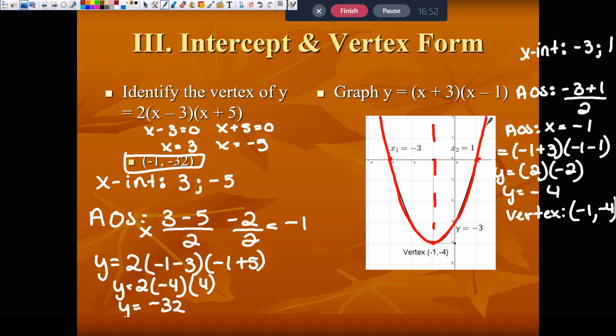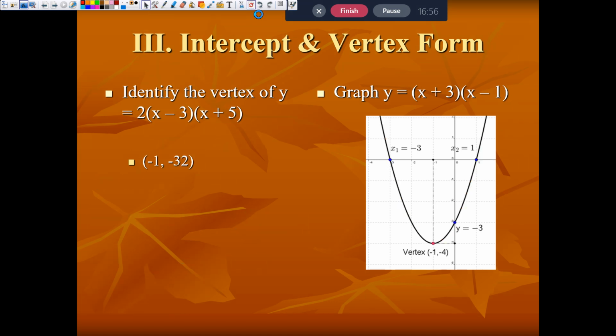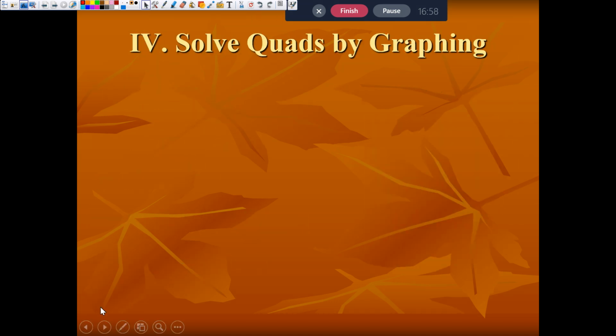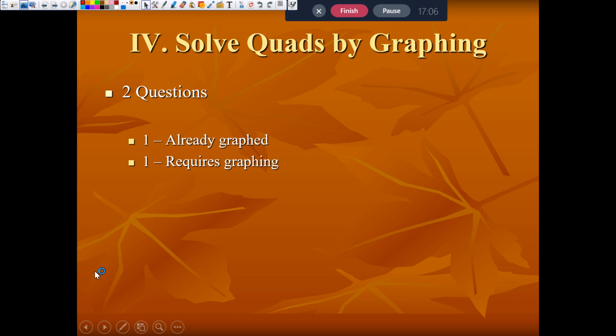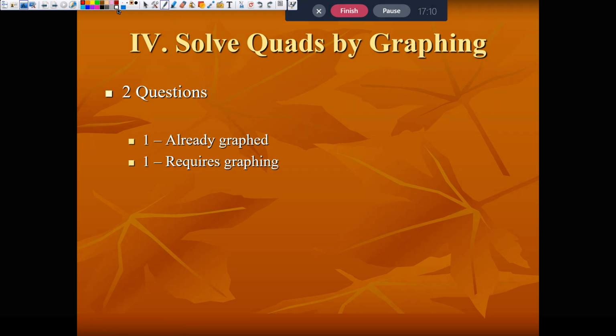So solving by graphing. There will be 2 questions on solving quadratics by graphing, one on already graphed and one that requires graphing. So what are we looking for when we are solving quadratics? What am I trying to find?